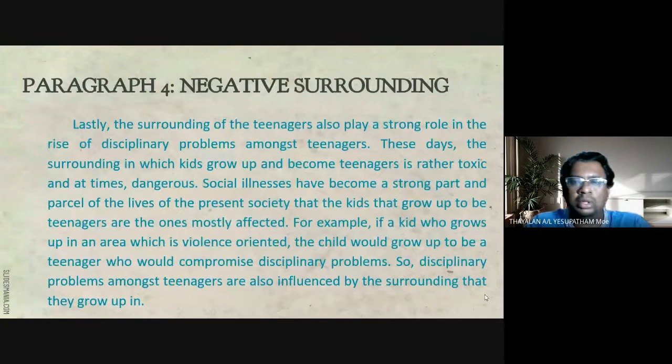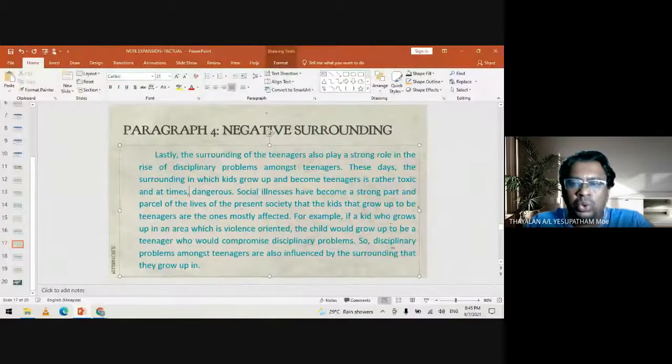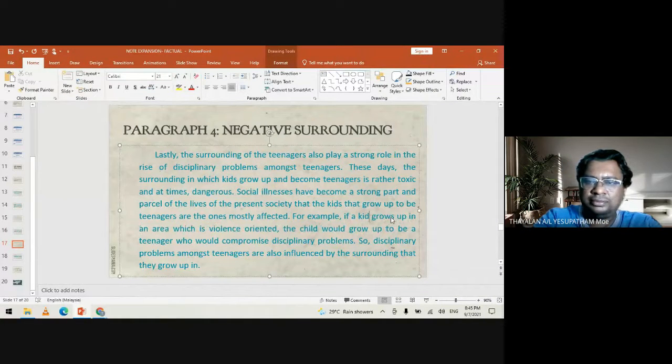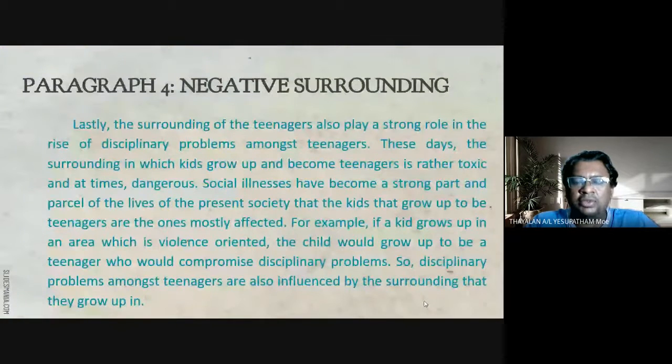No. Who? For example, if a kid who grows up in an area which is violent oriented, the child would grow up to be a teenager who would compromise disciplinary problems. So the word who is not necessary. Now, if you read it, it'll make better sense. For example, if a kid grows up in an area which is violence oriented, the child would grow up to be a teenager who would compromise disciplinary problems. So disciplinary problems amongst teenagers are also influenced by the surrounding that they grow up in.